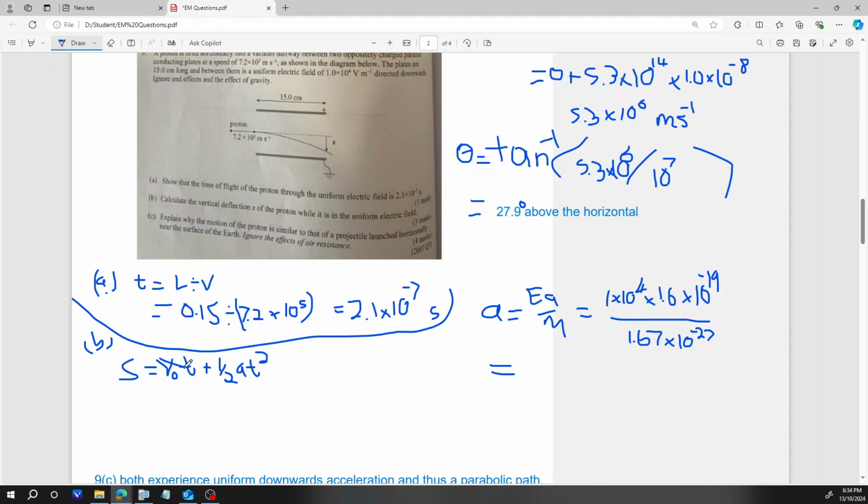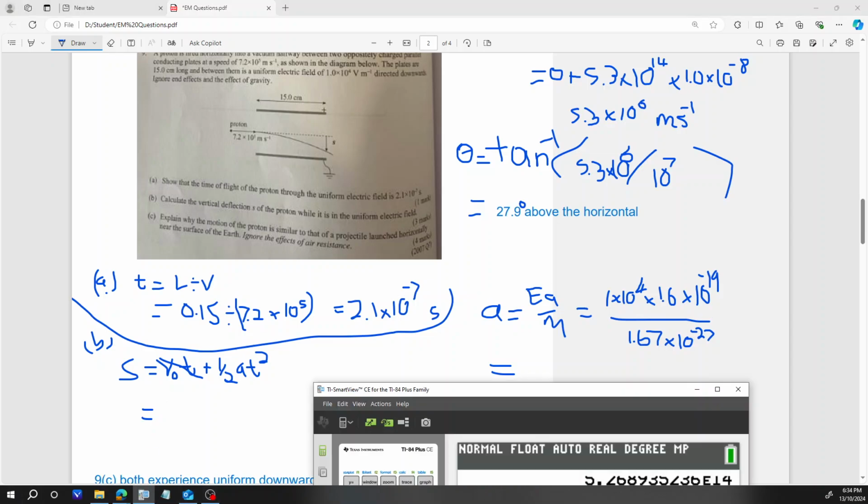Okay, this part cancels to 0 because there's no initial vertical velocity. So just be mindful of that. We already get the deflection here. Okay, and that's all we need to do. We just need to work out a and then substitute into here. So we'll finish off this in a sec. All right, work out a first.